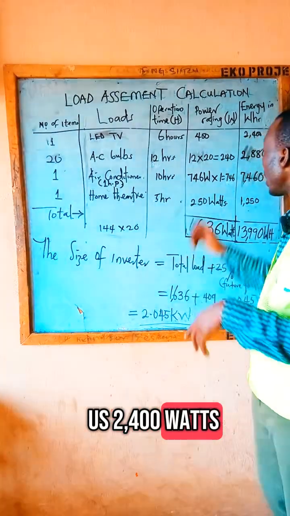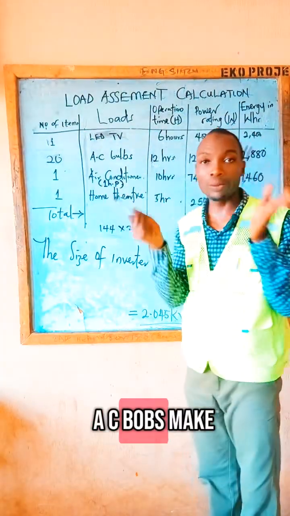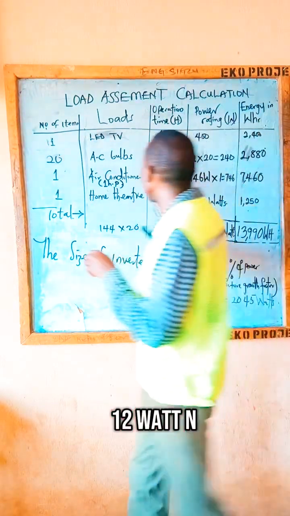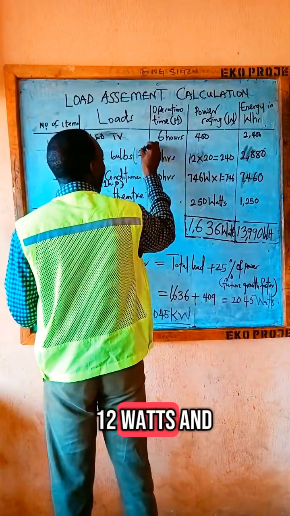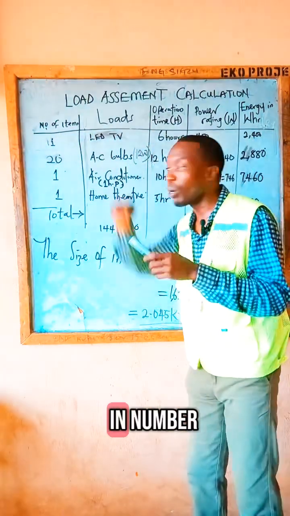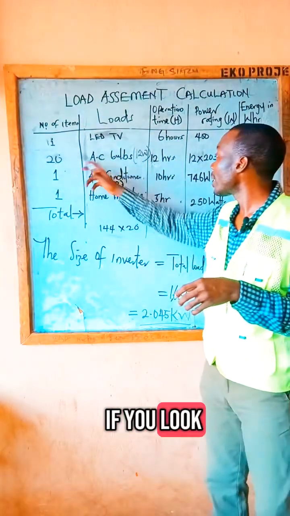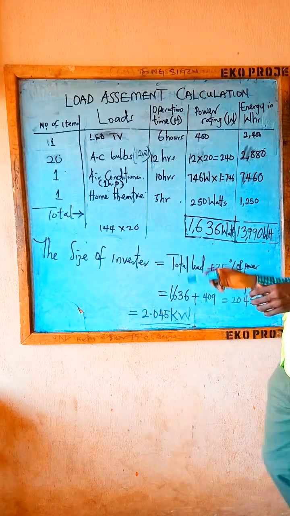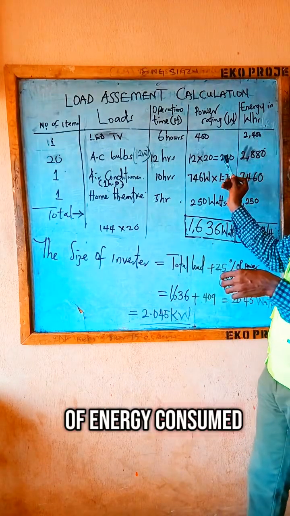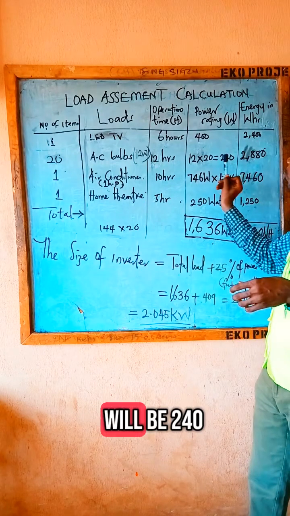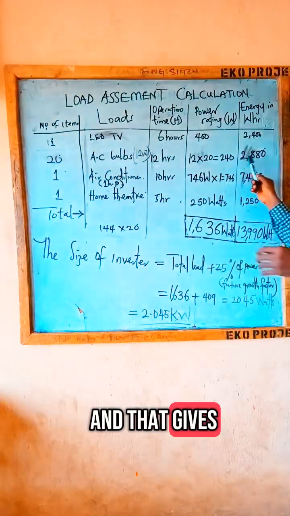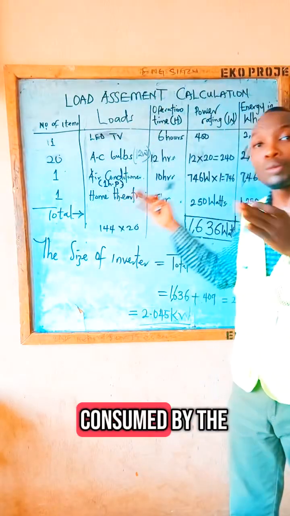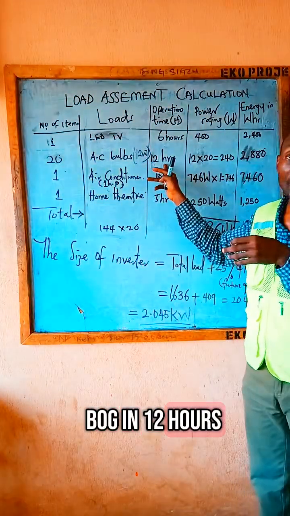If you also look at the second one, AC bulbs, make sure your bulbs are energy savers. So we have 12 watt energy savers here, and they are 20 in number. 20 times 12 gives us 240 watts. Then the amount of energy consumed by our bulbs in 12 hours will be 240 times 12, and that gives us 2,880 watt hours. That is the amount of energy consumed by the bulbs in 12 hours.